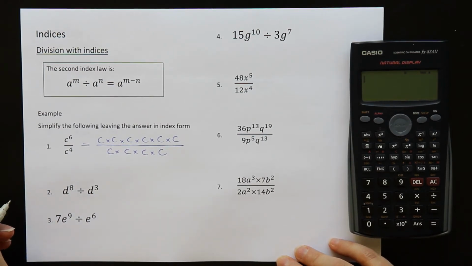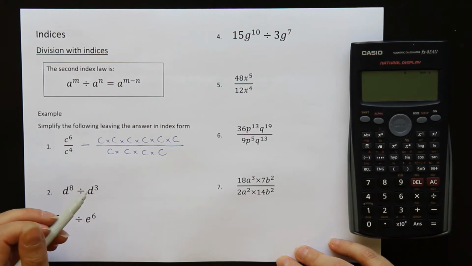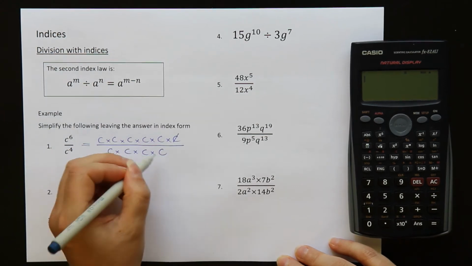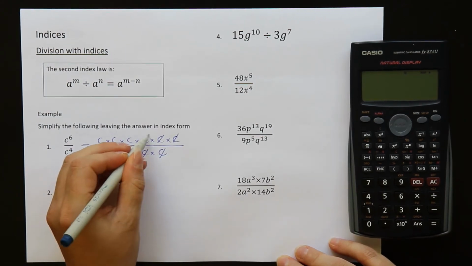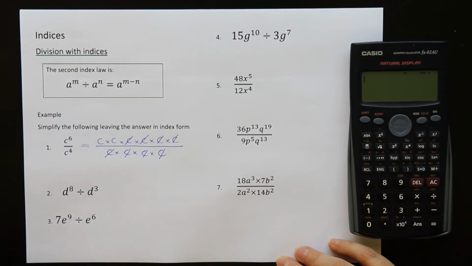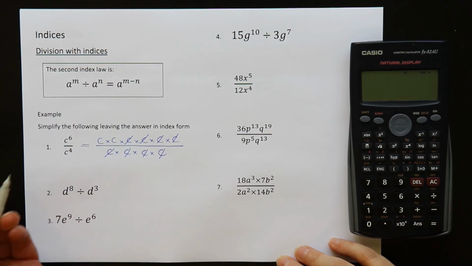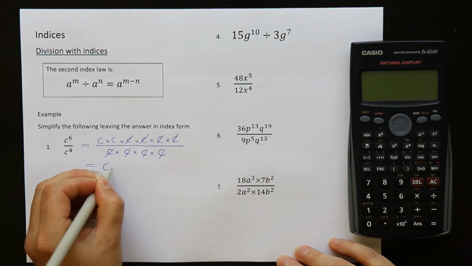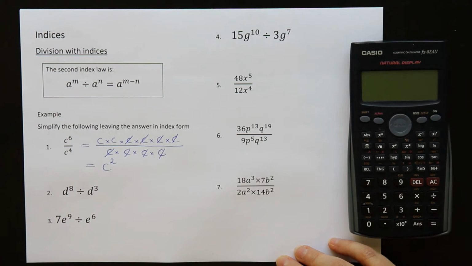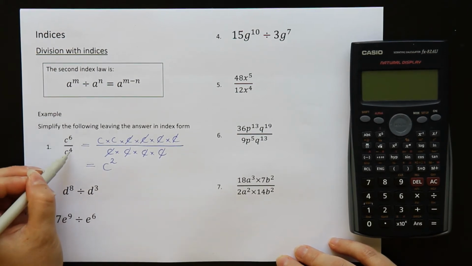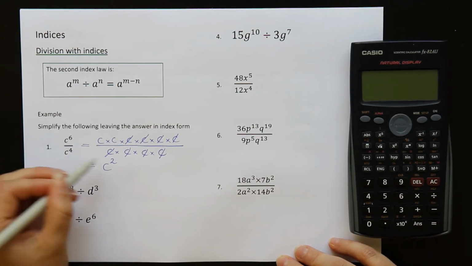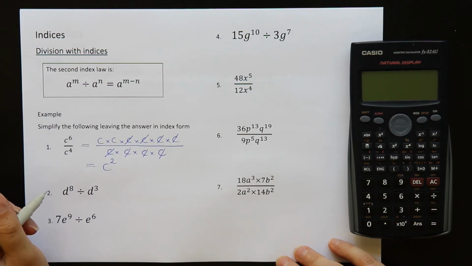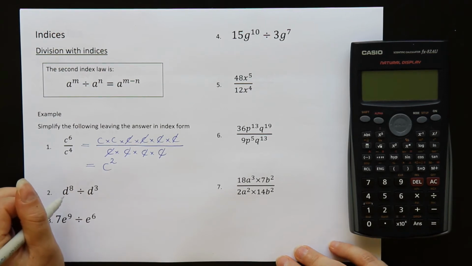Now you know on a fraction, if you have something on the top and the bottom that's the same, you can cancel them off. So I could cancel that one with that one, that one with that one, that one with that one, that one with that one. The bottom has completely cancelled off, and on the top I have two c's, which can be written as c squared. So you can see if I had just subtracted these powers, 6 minus 4, I would get 2. And that's our shortcut, that's our second index law.